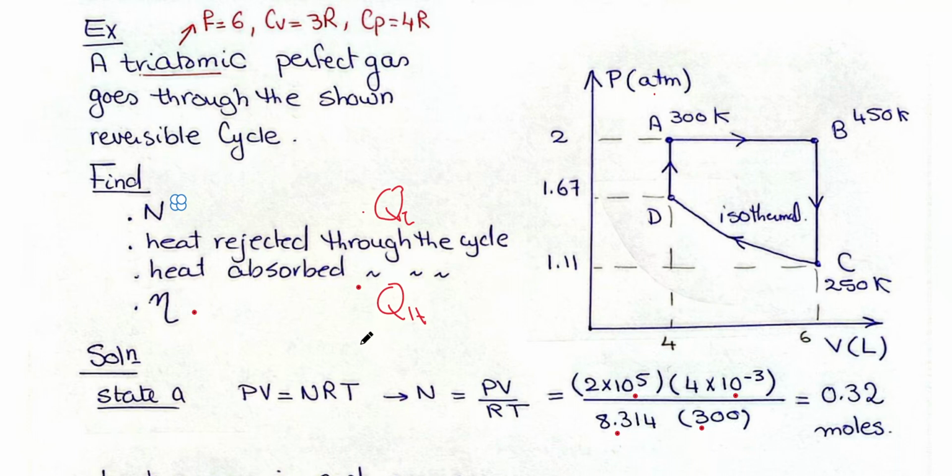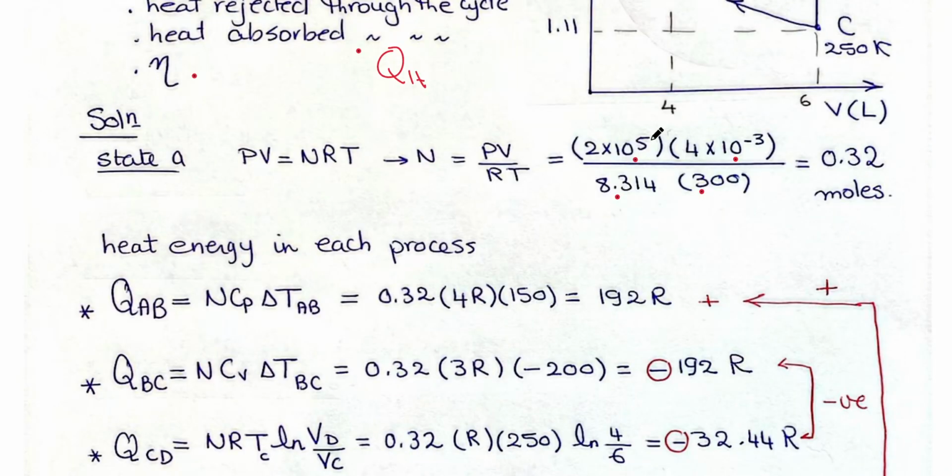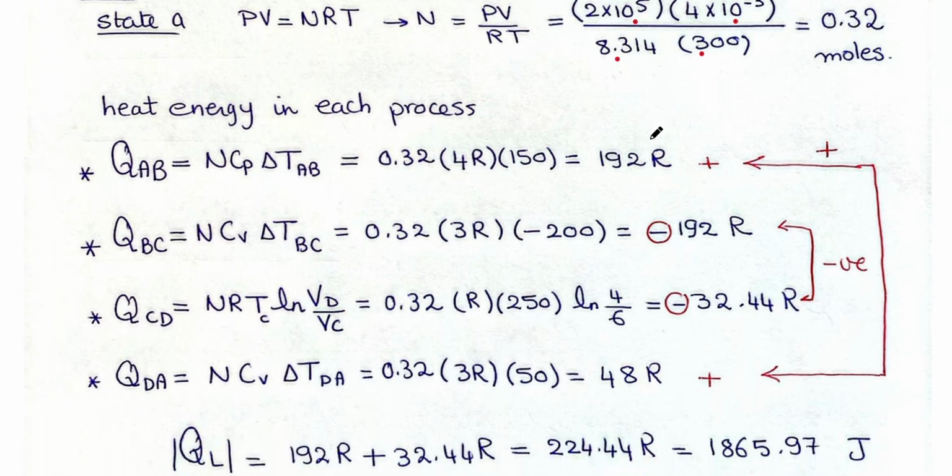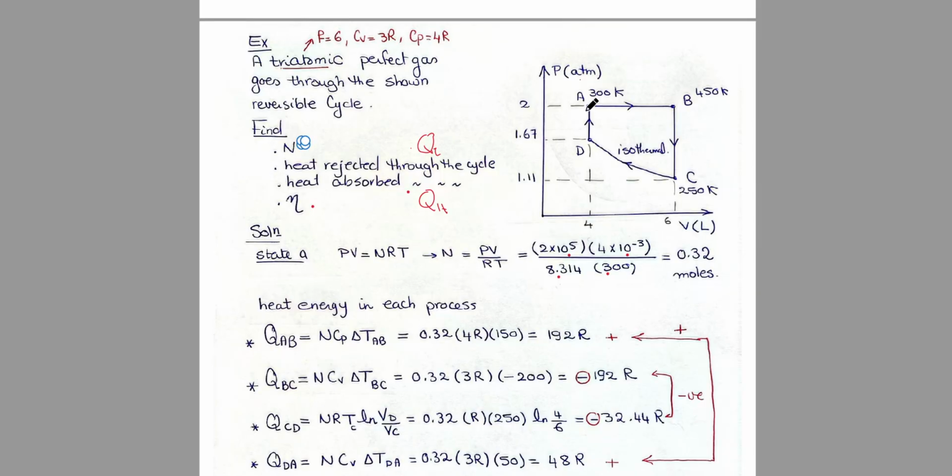Now we want to get QL and QH. So we will make 4 steps. We will calculate QAB, QBC, QCD, QDA, and then check which of them are positive and which are negative. When calculating QAB, AB is a constant pressure process, so QAB is nCP delta T. When calculating QBC, it's nCV delta T. As for the isothermal process, Q is nRT ln V final over V initial. So from C to D, it's nRT ln VD over VC. And for the last process, it is again a constant volume process, so it's nCV delta T.